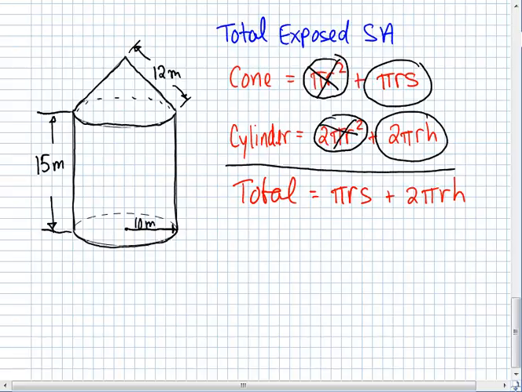If you plug in all the numbers, then unless I made a mistake, I get 1,319.5 meters squared. Keep in mind that I used the pi button, not 3.14. Hopefully that worked out for you, and if not, we can discuss it tomorrow.